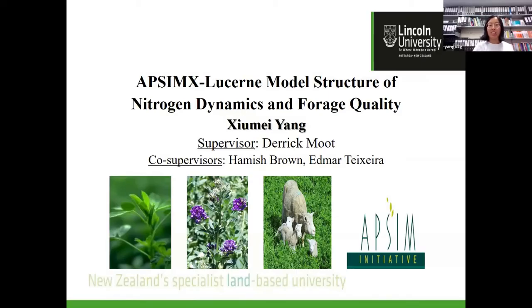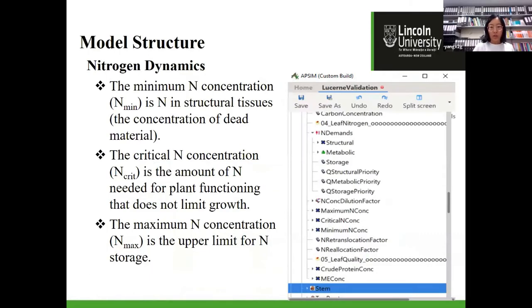So today our topic is nitrogen dynamics and forage quality. In the APSIM Lucerne model, the model structure is separated into leaf, stem, and root. So that's what we had here. This is the typical leaf structure of nitrogen demand, which includes all those components. Our objective is to get a maximal nitrogen concentration, critical nitrogen concentration, and minimal nitrogen concentration for each organ.